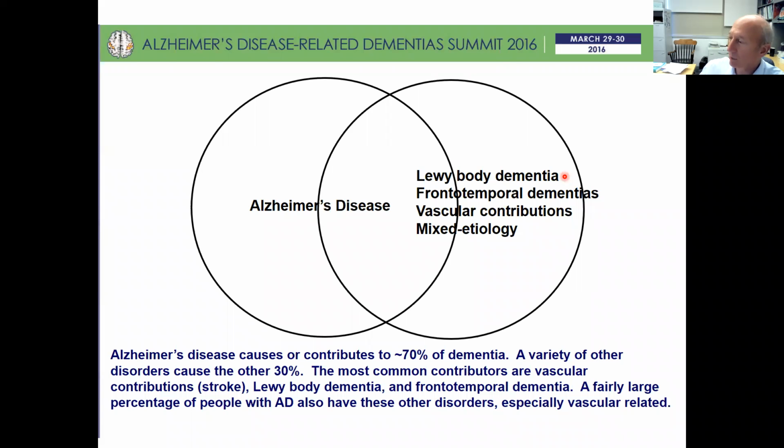And I'm not going to talk much about that, but I certainly want to point that out. It's not like Alzheimer's disease clinically only represents contributions from what I'll talk about, but it's certainly an important issue.